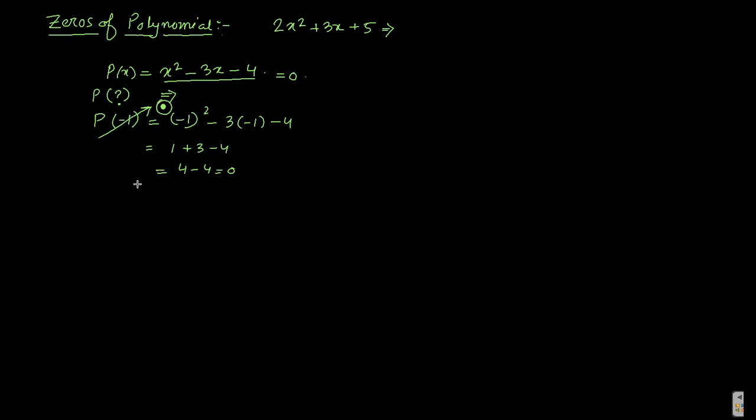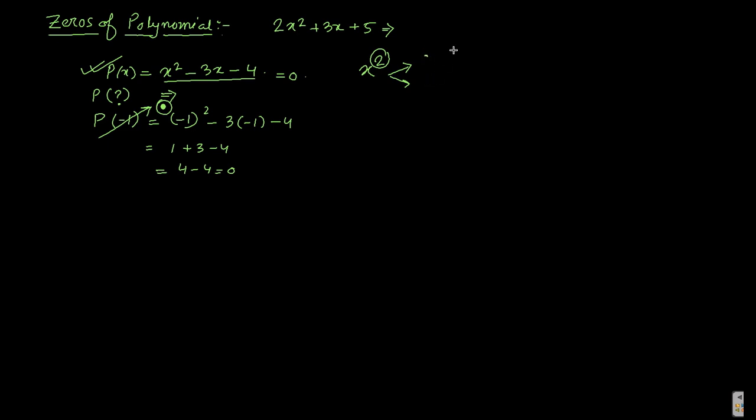For what value of x, or this variable, the entire polynomial, whether it is quadratic, biquadratic, cubic or linear, whatever it is, the expression becomes 0, that value is called the zero of the polynomial. And keep in mind that if the highest degree is 2, then we should get 2 zeros of the polynomial.